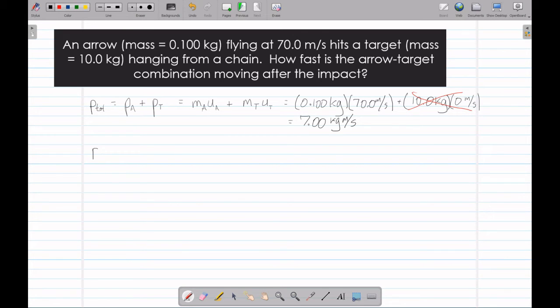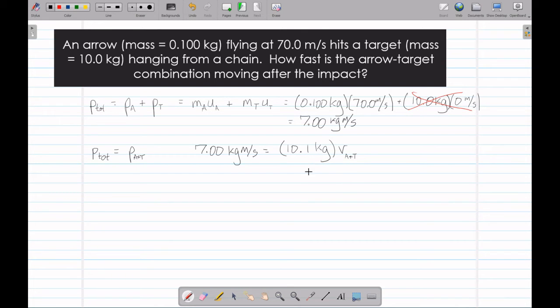After the collision, the total momentum of the system is still going to be 7.00 kilogram meters per second. And in this case, the total momentum of the system is going to be equal to the momentum of the arrow plus the target, because the two of them are sticking together and moving as one object. All right, so we can say that 7.00 kilogram meters per second is equal to the combined mass of the arrow and the target, which is going to be 10.1 kilograms. We have to round it down to just one digit after the decimal, multiplied by the total velocity of the arrow-target combination.